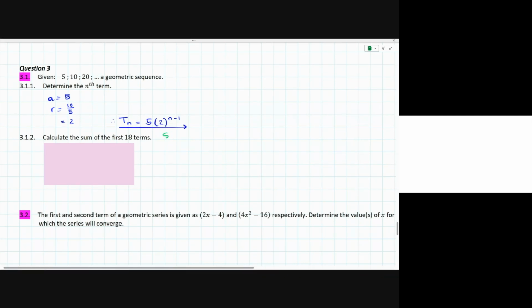Your sum formula for geometric, S of n is equal to a times r to the power n minus 1, all over r minus 1. This minus 1 in the numerator is not part of the exponent. The only exponent is n. Okay. Again, it is on your formula sheet, but 2 minutes, let's work out the sum.